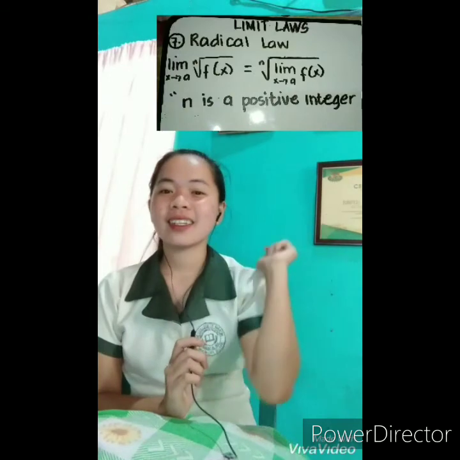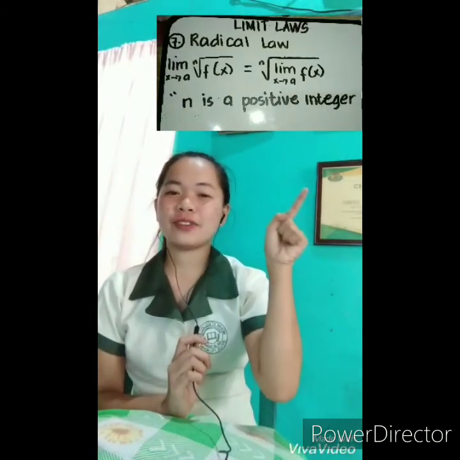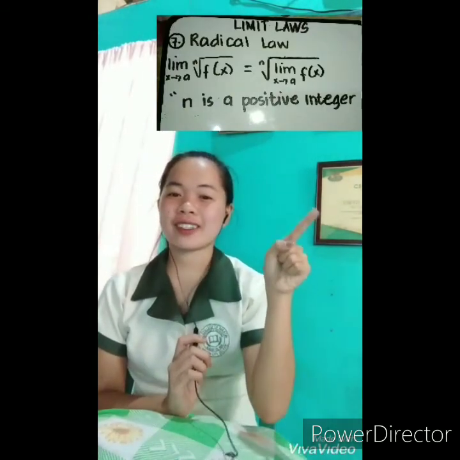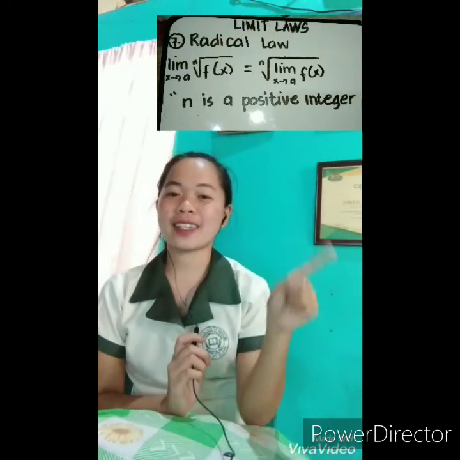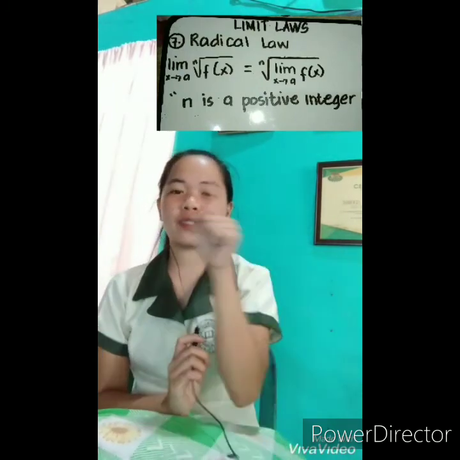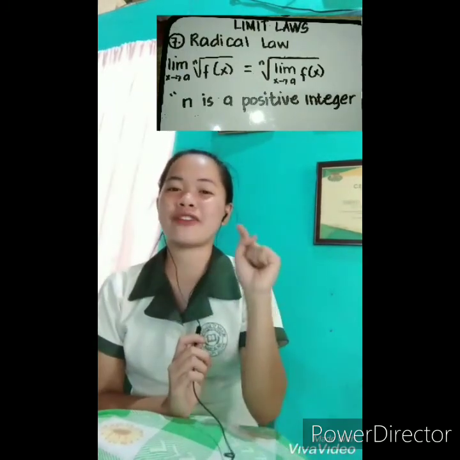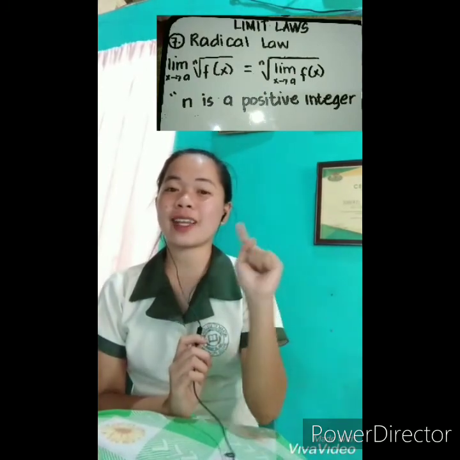Let's proceed to the last one, which is the radical law. This law indicates that the limit of the nth root of f of x as x approaches a is equal to the nth root of the limit of f of x as x approaches a.